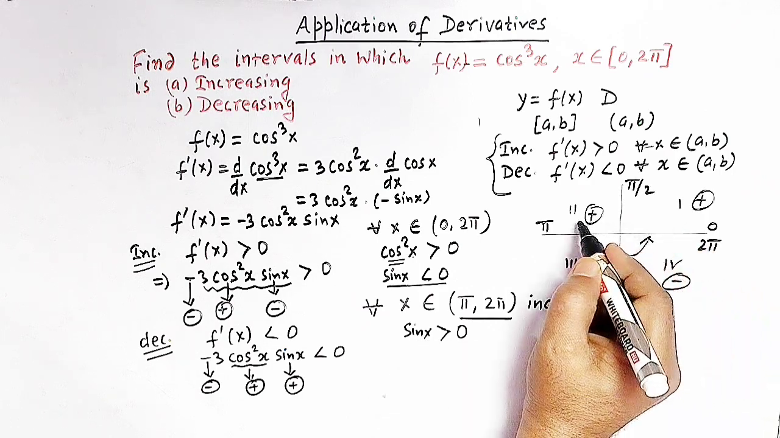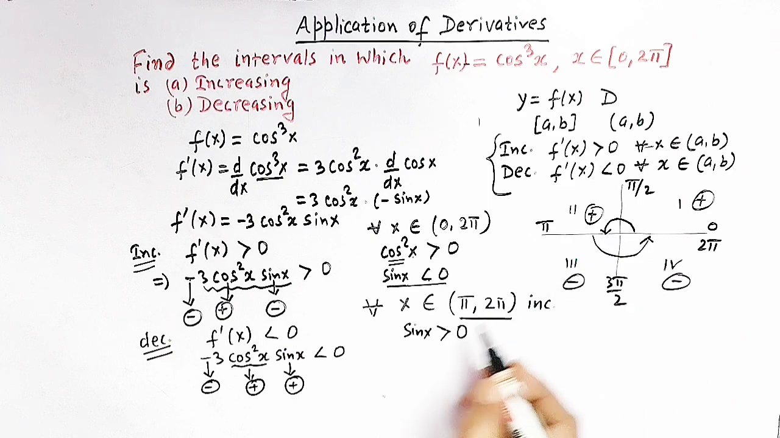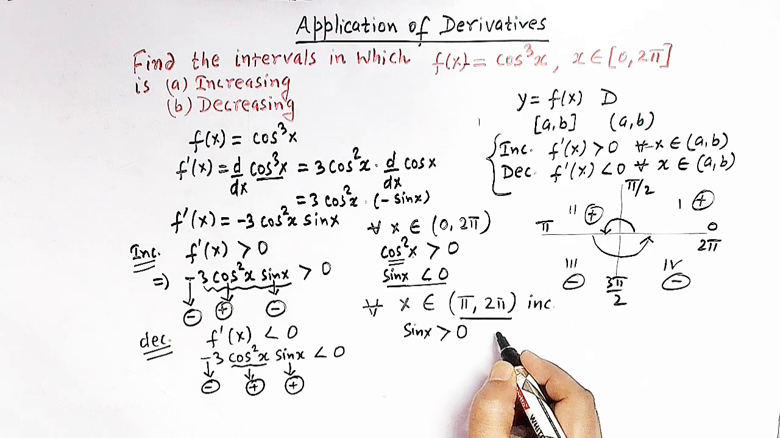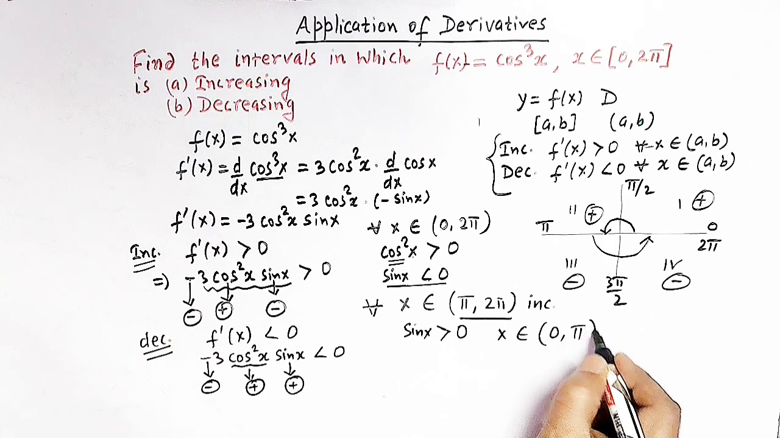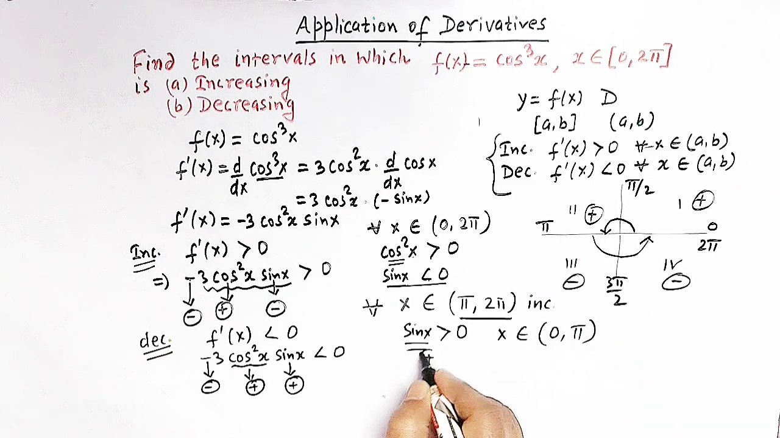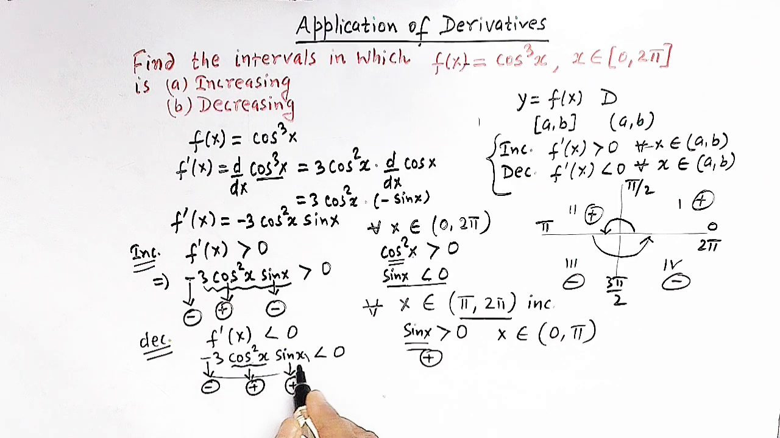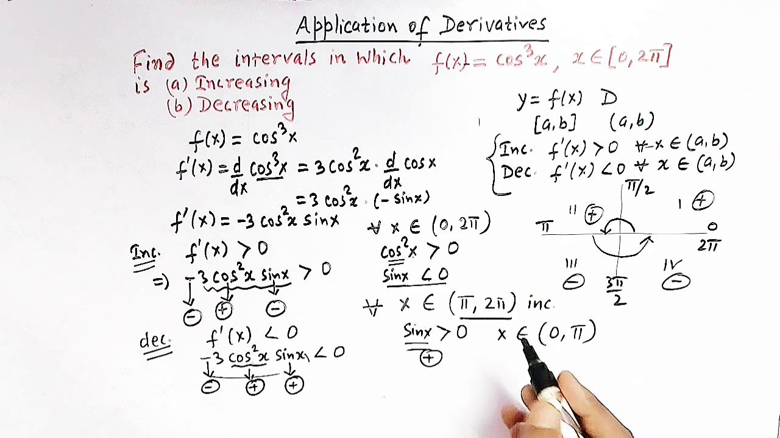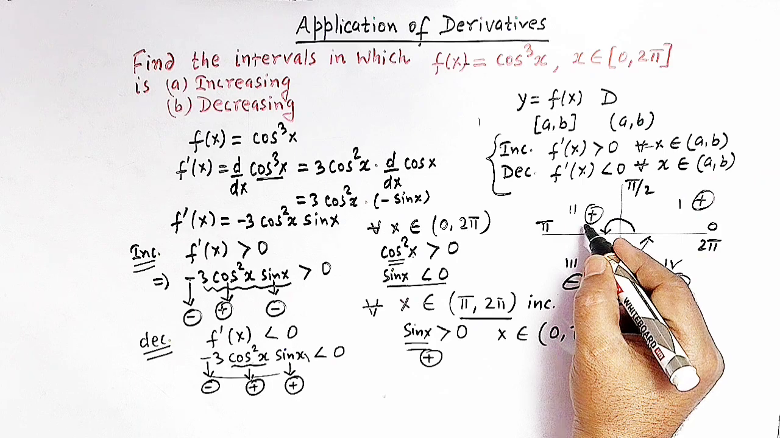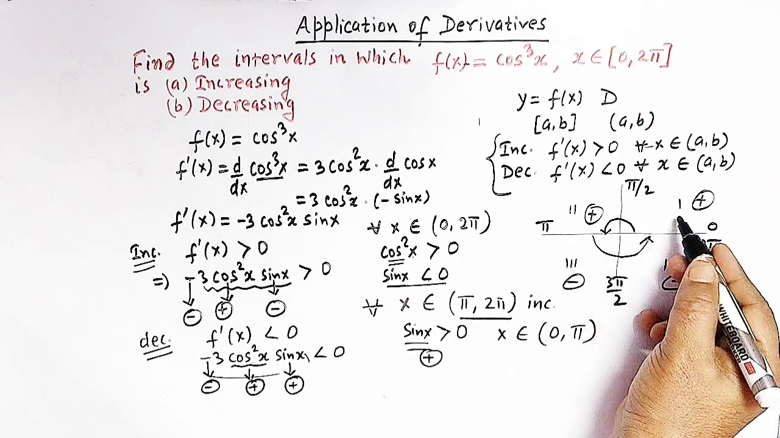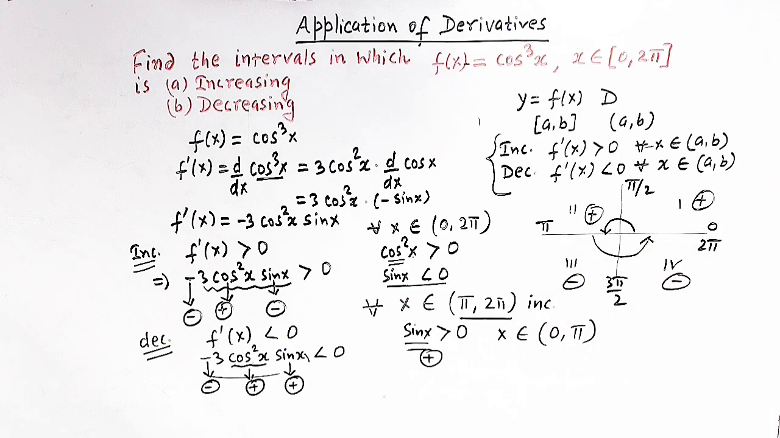And from the sign convention, we can easily see that when x lies in the first and second quadrant, then sin x is positive. So when x belongs to this interval, that is 0 to pi, then sin x is positive. So this entire term minus 3 cos square x sin x is less than 0 when sin x is greater than 0, or sin x is positive, or x belongs to this interval, that is 0 to pi, or x lies in the first quadrant or in the second quadrant.